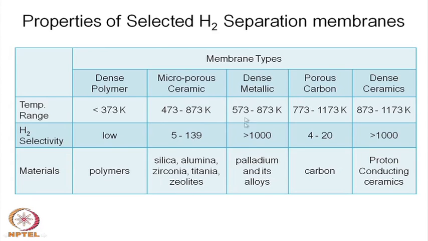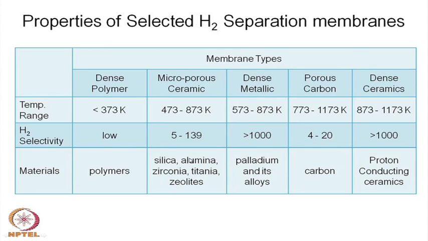Then dense metallic material, palladium and its alloys. This is also dense material, and these can be used for hydrogen separation. Maybe we will discuss separately. They are not mixed ion conductors, but some of these palladium and its alloys actually can absorb a lot of hydrogen, and that is how they can separate hydrogen from a mixture of hydrogen and carbon dioxide or carbon monoxide or synthetic gases. So, this is a useful material, but the mechanism of separation is a little different.